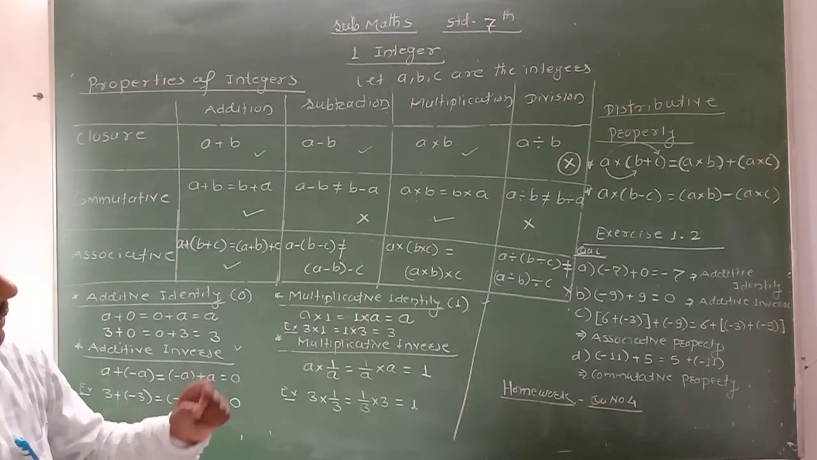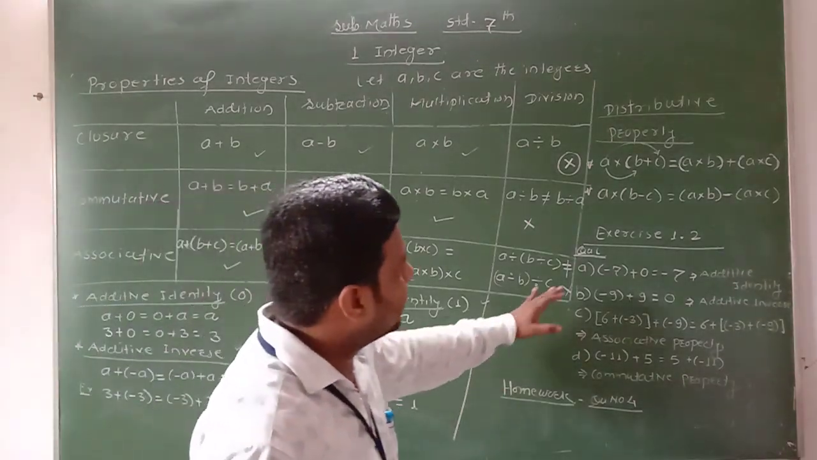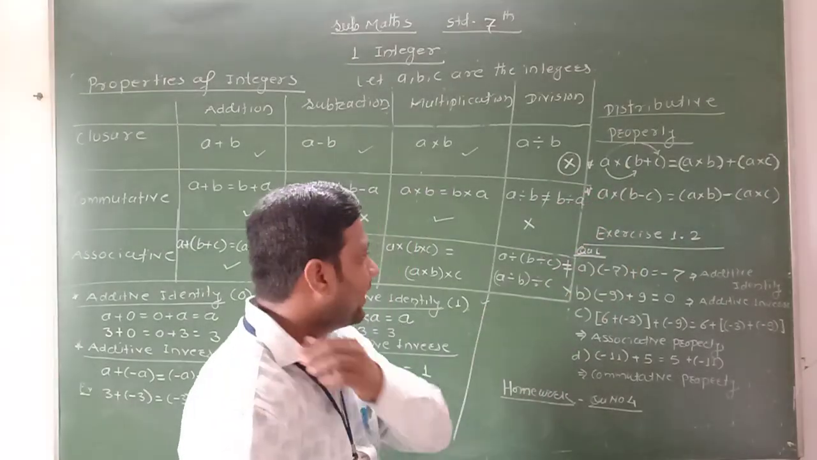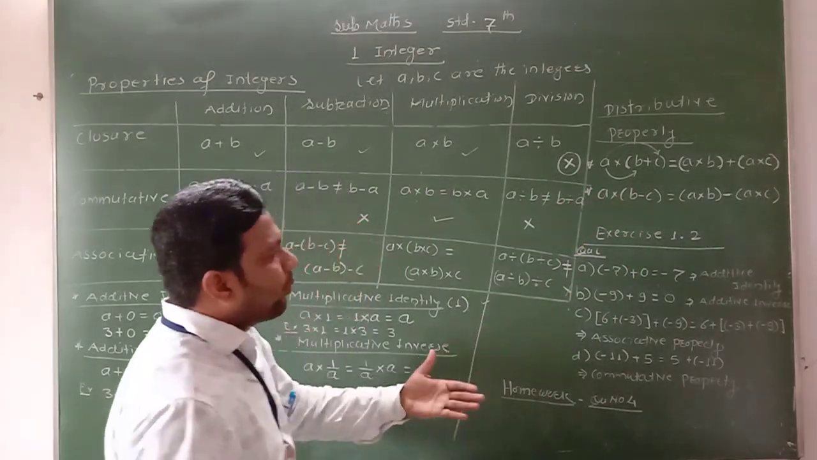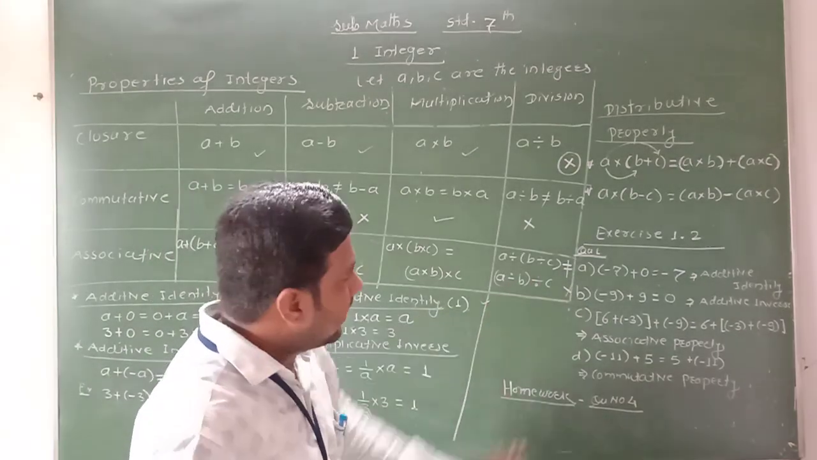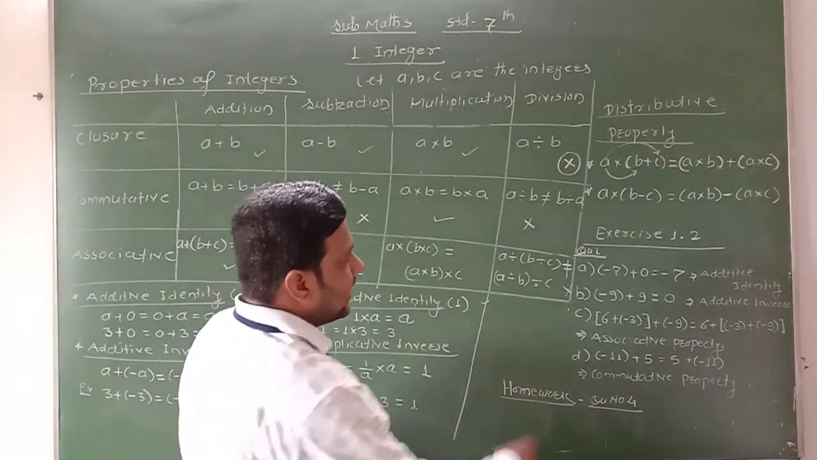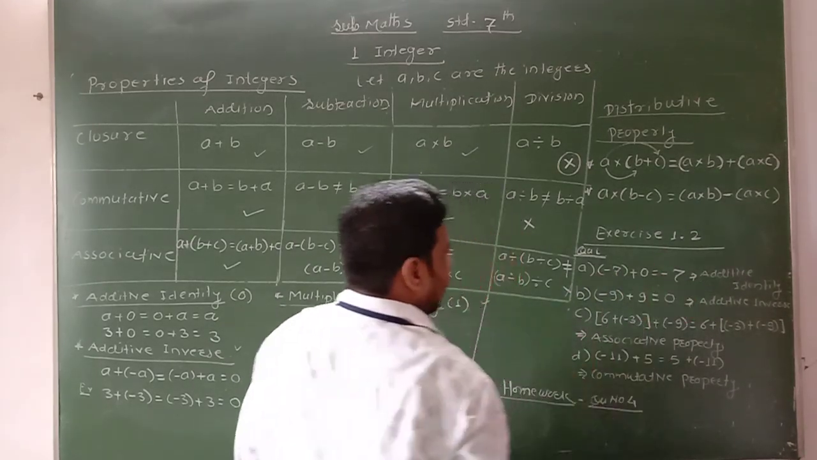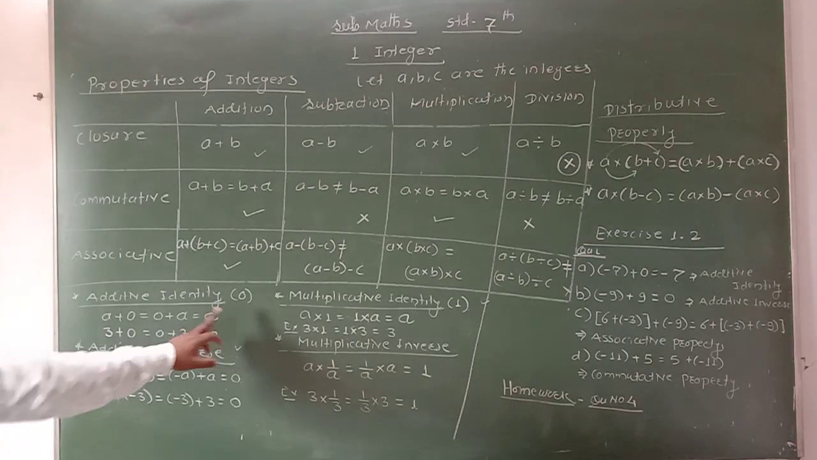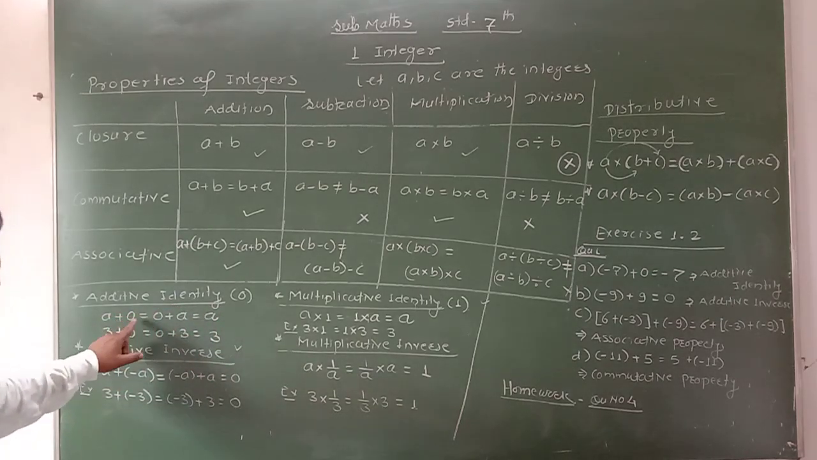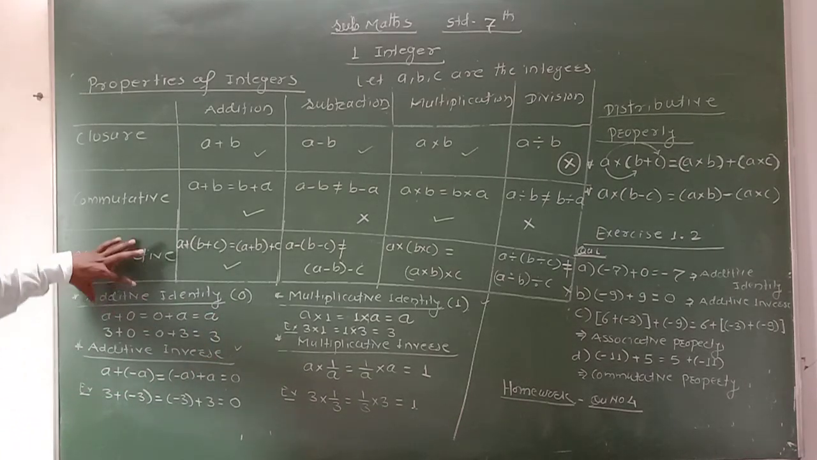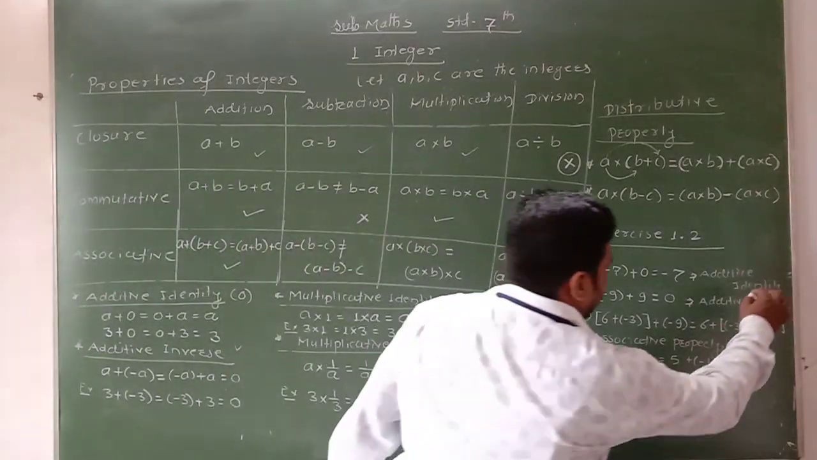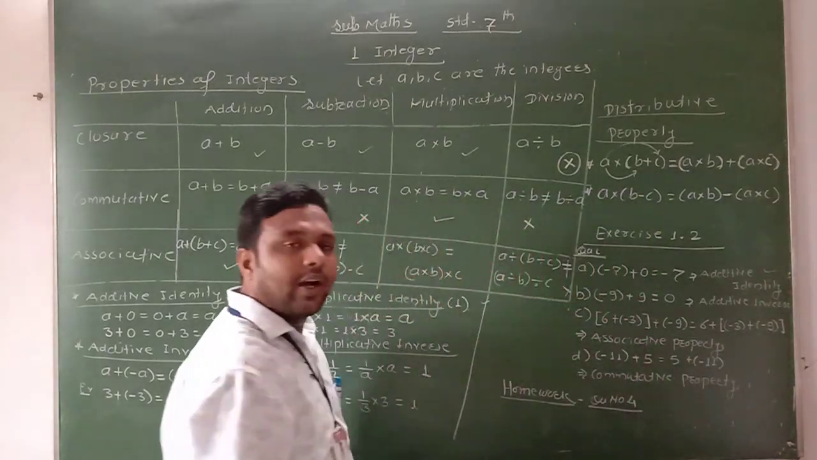Okay, now we see some examples, one example from the exercise 1.2. Okay, question number 1. What is given in question number 1? Here we have to identify the property for the given equations. Okay, now what is the first given? Minus 7 plus 0. Integer plus 0, we get the integer. Now which property is given? If you add 0 to any number, we get the same number. This property is the additive identity. Therefore here you have to write the answer as additive identity.